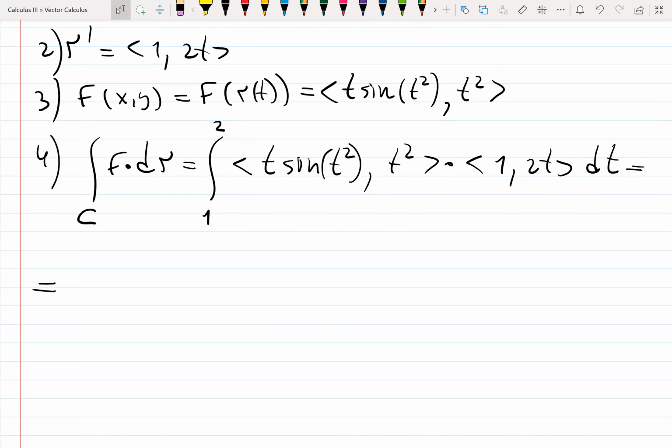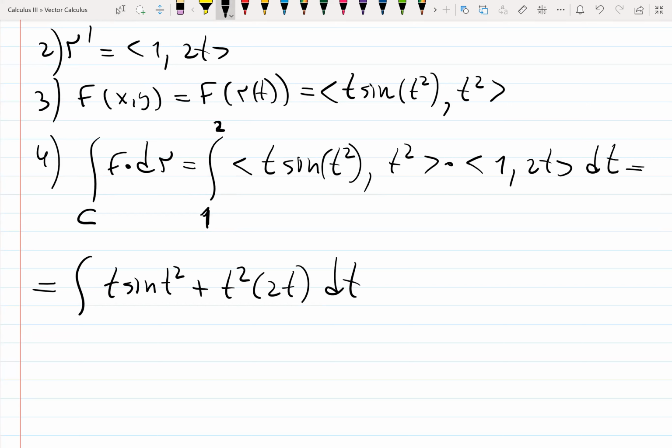If it's huge and positive, the field was helping the particle to move along from 1 to 2. If it's huge and negative, it was pushing it away when the particle was moving from 1 to 2. If the number is small, then it was not really touching the particle, and the particle was moving, barely feeling the field. That's the idea. So we're integrating t sine t squared plus t squared times 2t dt from 1 to 2.